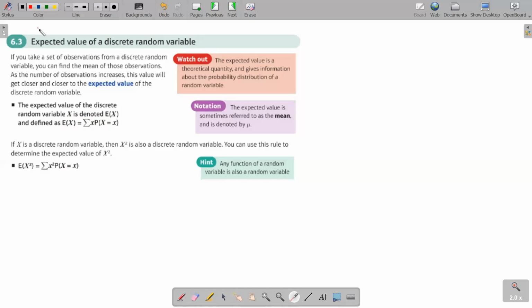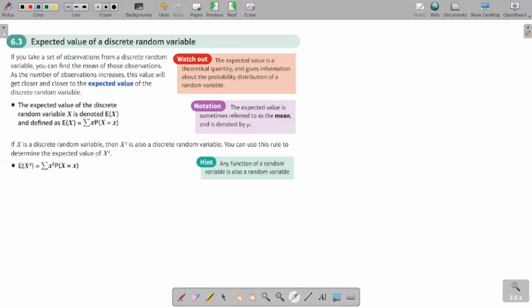So that's the first thing. This is the main equation you need to know. Calculating the expected value, or calculating the mean, is found by taking the sum of the products of the x with its respective probability.